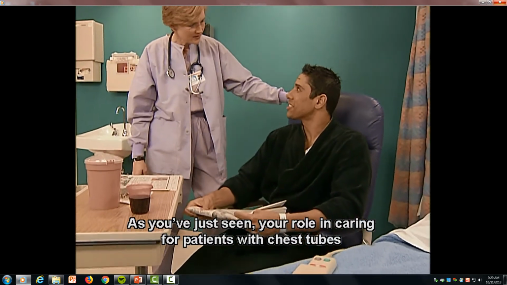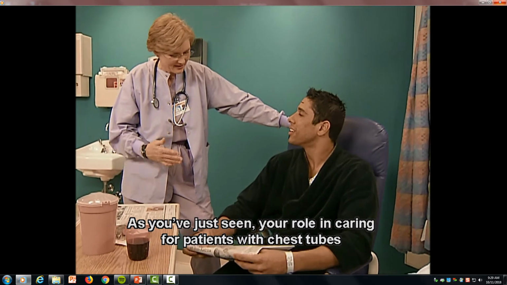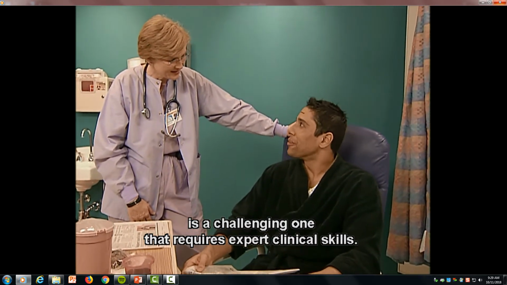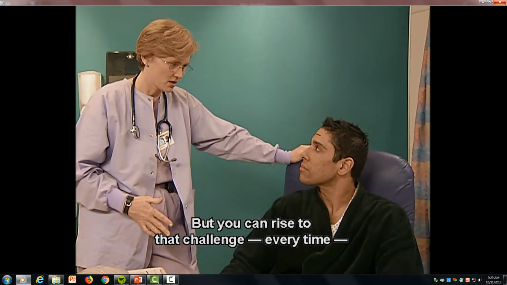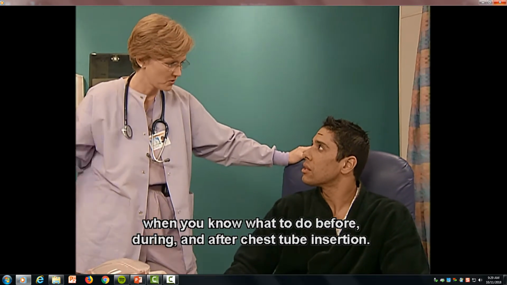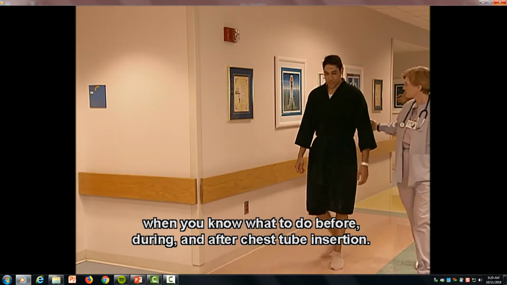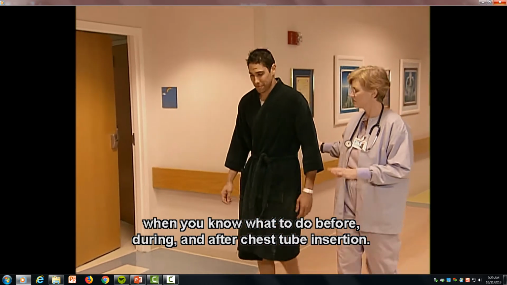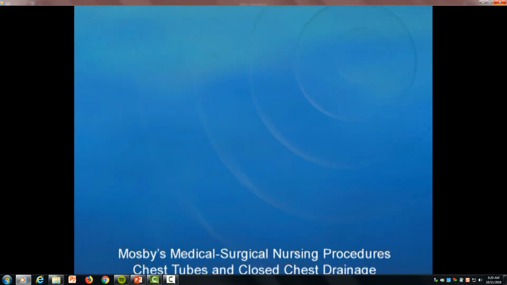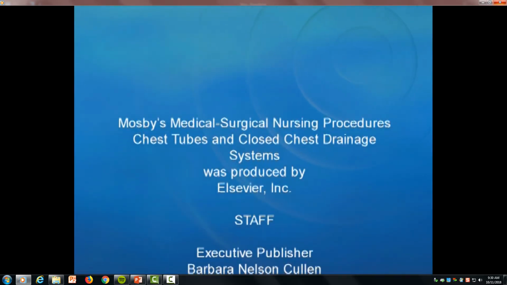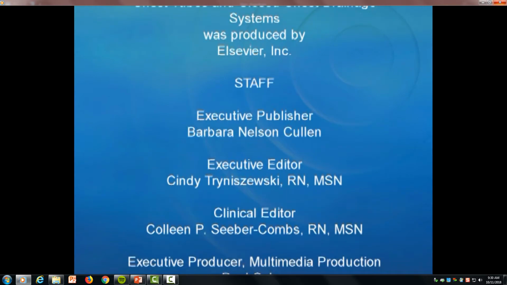As you've just seen, your role in caring for patients with chest tubes is a challenging one that requires expert clinical skills. But you can rise to that challenge every time when you know what to do before, during, and after chest tube insertion. Hooray for chest tubes.